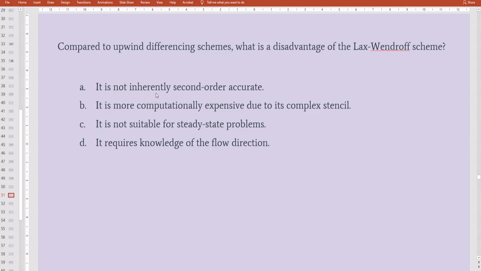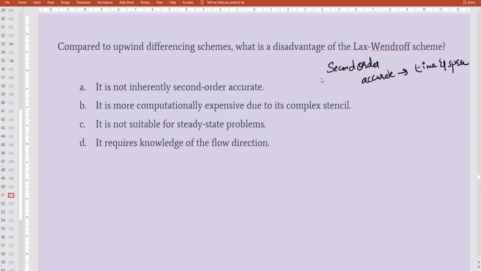So let's check the options. Our option A says it is not inherently second order accurate, but actually the Lax-Wendroff scheme is second order accurate in both time and space.